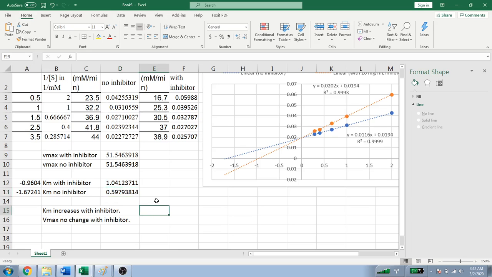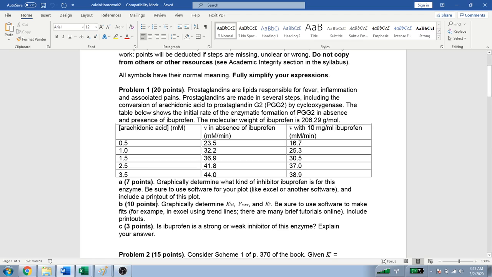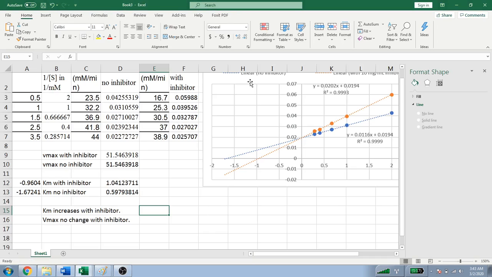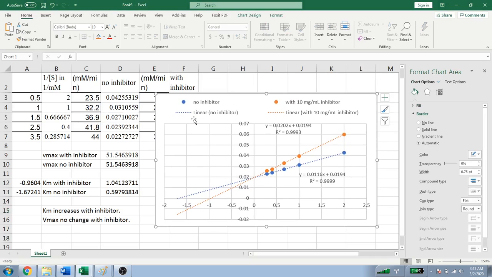All right, so let's go back to the question here and actually answer it. So this is a competitive inhibition. Now, your professor wants to see a printout of this plot, so you have to do several things when you print out the plot.